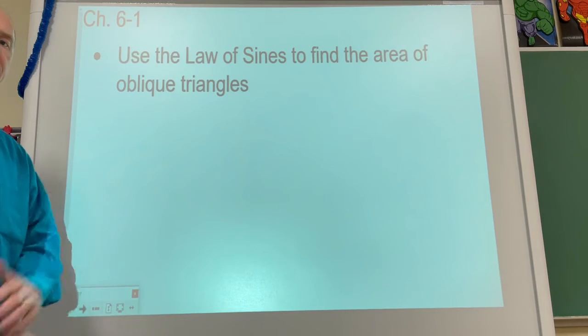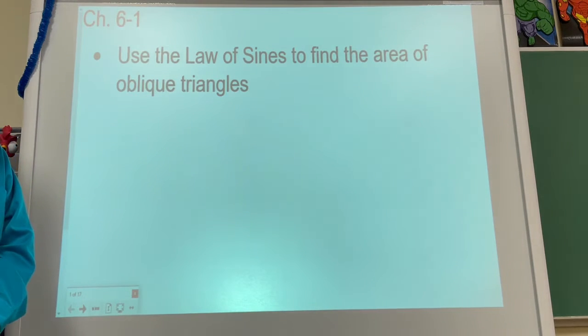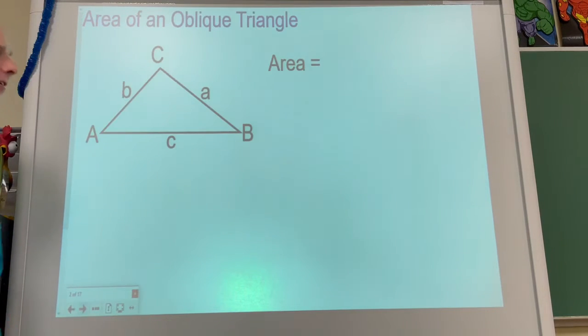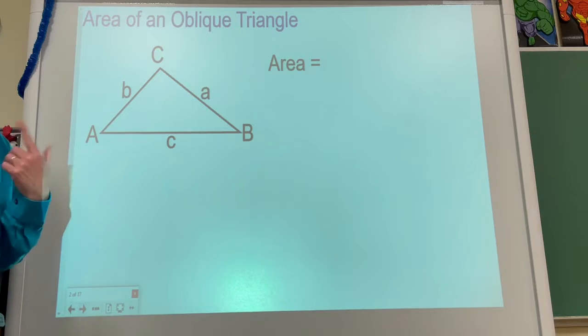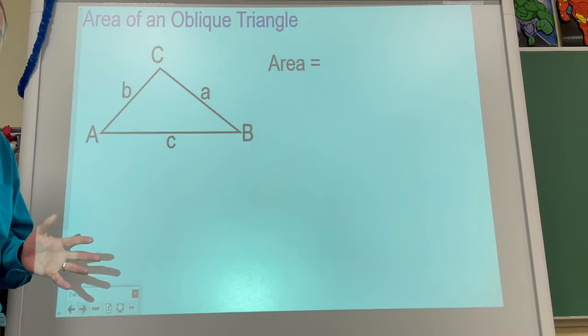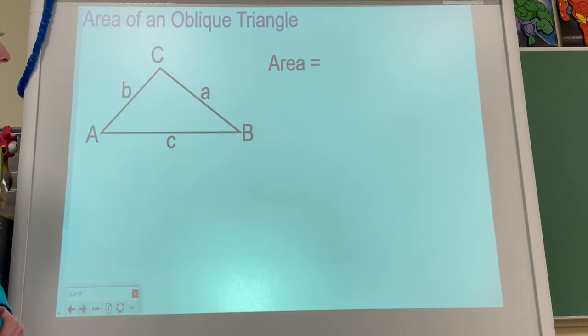Welcome everybody. Let's take a look at chapter 6.1, using the law of sines to find the area of an oblique triangle. And if you're sitting there going, I don't remember what an oblique triangle is, it's just a triangle without a right angle. So we have a triangle, no right angles to see. Triangle ABC, our sides are labeled little a, little b, little c. We're supposed to find the area.